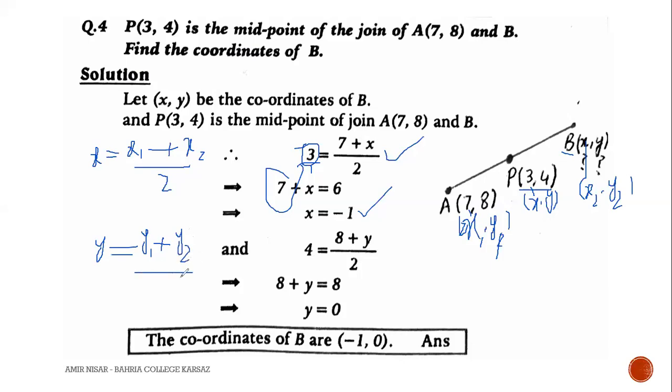Y1 plus Y2 divided by 2. Now substitute the values from the data. Here you can see that we have represented Y by 4. So in place of this Y, we are writing here in our solution 4.